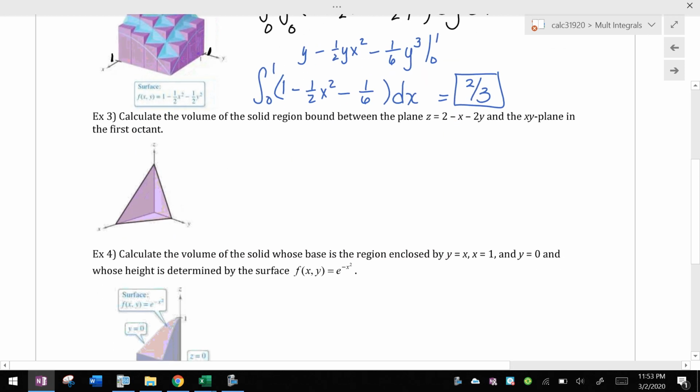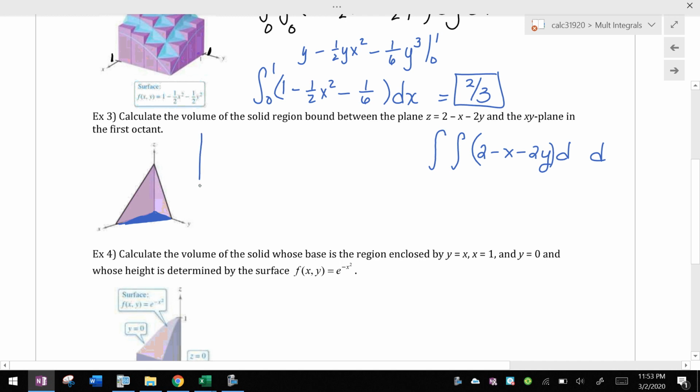Then it says calculate the volume of the solid region bound between the plane 2 minus x minus 2y and the xy plane in the first octant. So now they didn't give me any information about the region. Okay, so I need to figure out what is this region right here that I'm going to integrate over. So this thing down here is my region. All right, well, I know that my double integral is going to have a 2 minus x minus 2y because that's my height. But I don't know if I want to do dy dx or dx dy, so I'm going to leave those d's blank for now.